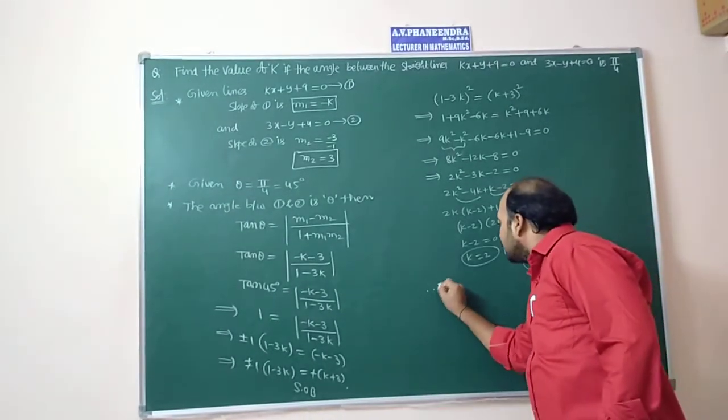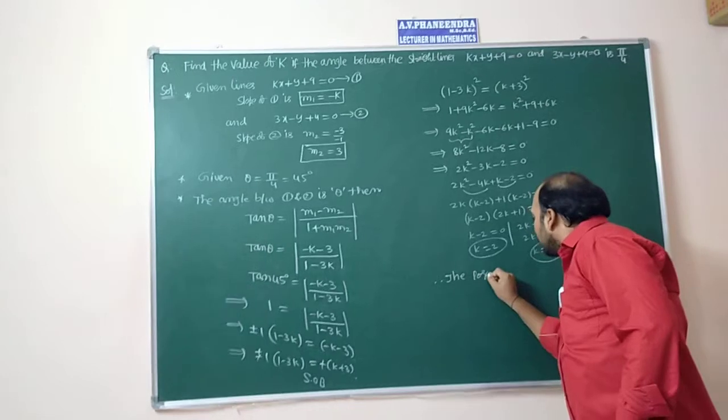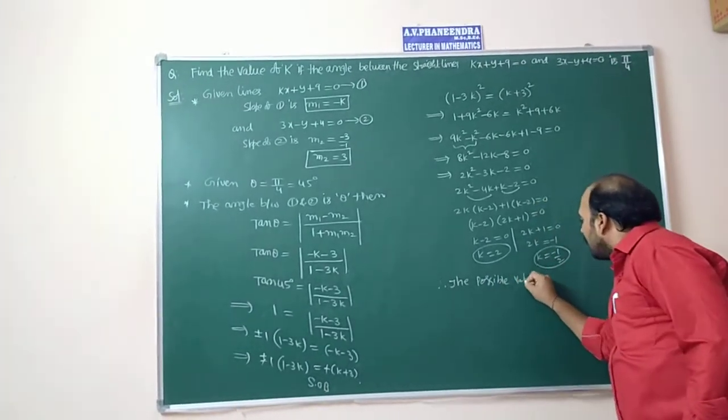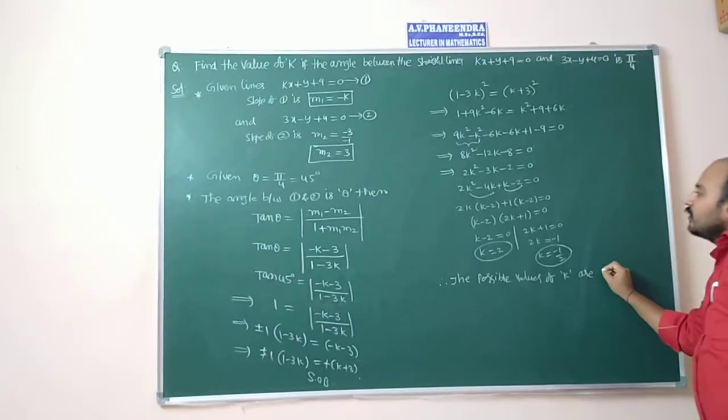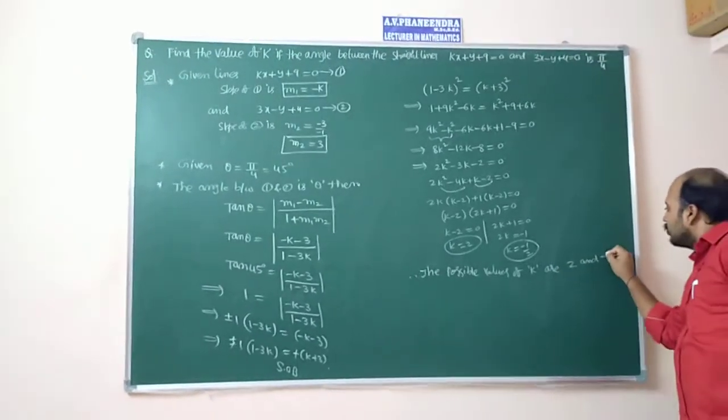Therefore, the possible values of k are 2 and minus 1 by 2.